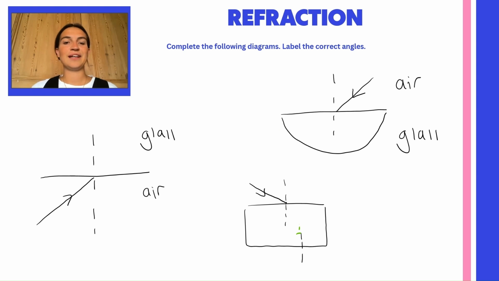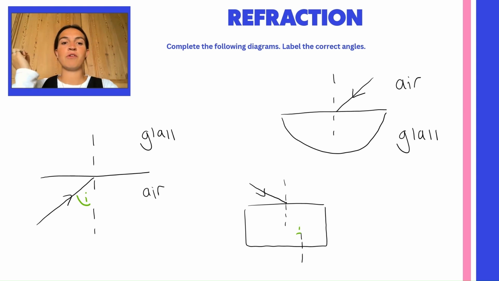Okay, now let's look at some refraction. So we've got to complete the following diagrams. So I'm going to start again with the one on the left, and we have got some light travelling from air and then it's going to hit that boundary between air and glass. So let me put in my angle of incidence first. So that is between my incident ray and the normal.